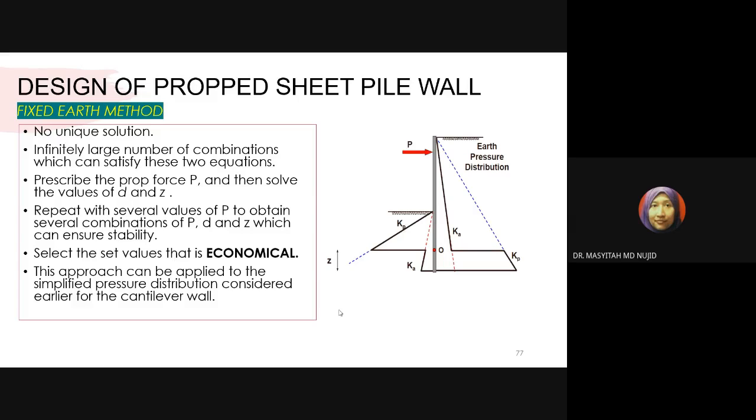What you need to know is that for the fixed earth method, there are no unique equations, but the prescribed prop force P, and then you need to solve for the value of T and Z. Repeat with several values of P to obtain several combinations of P, T, and Z, which can ensure stability. Select the set of values that is economical. This approach can be applied to the simplified pressure distribution considered earlier for the cantilever wall.